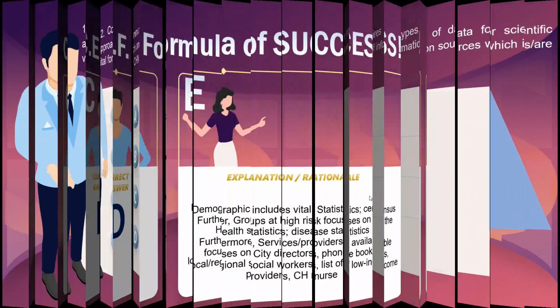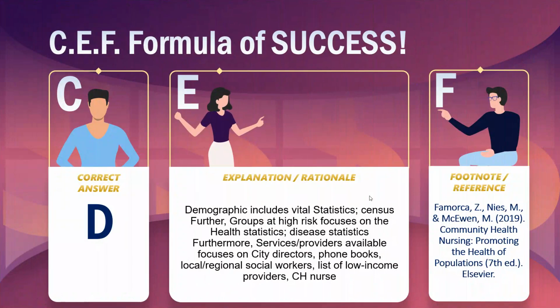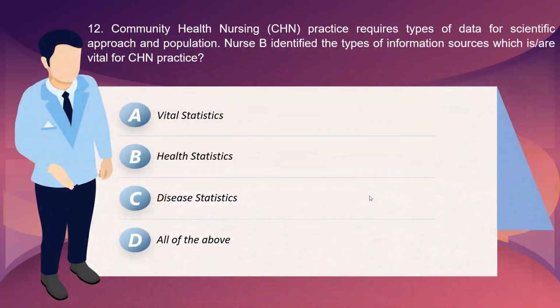The answer here is letter D, because we know that demographics include vital statistics, and that's actually in letter A. And of course, that also includes census. For letter B, that is about disease statistics, that is groups at higher risk, focuses on health statistics. And letter C is focused on service providers available, focuses on city directories, phone books, local regional social workers, and list of low income providers or CH nurse. So therefore, the answer here is all of the above.